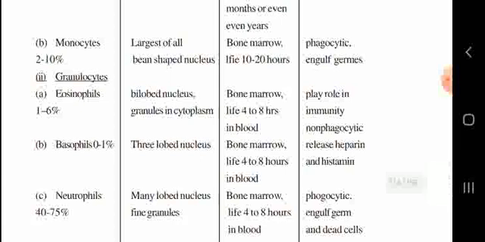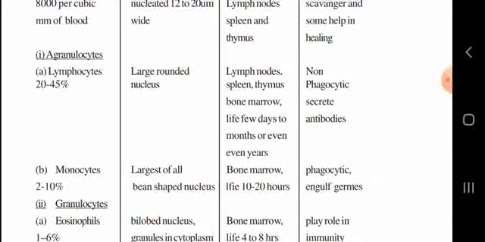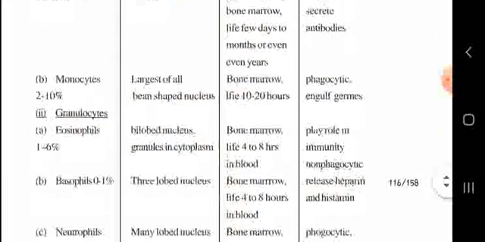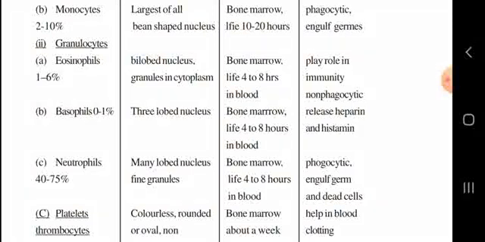And granulocytes. Here different types are there: one is agranulocytes and the other is granulocytes. So now you have learned about agranulocytes, that is lymphocytes and monocytes. In granulocytes you learn about the eosinophils, that is 1 to 6%. It has a bilobed nucleus and is formed in bone marrow. Its lifespan is 4 to 8 hours in the plates.